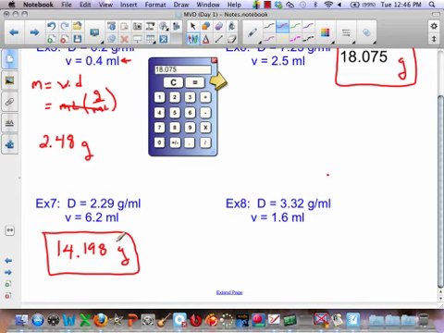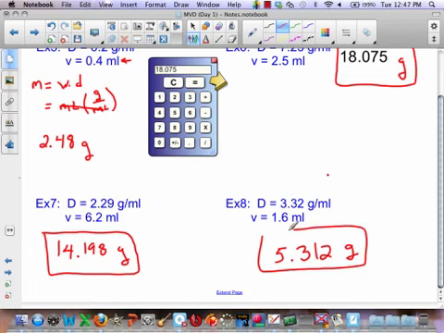All right, and the last one goes to Jake. 5.312 grams. Nice. All right, how do we do with that? All right. And then the last 4, guess what you're doing there? Finding volume. Finding volume. Here we go.